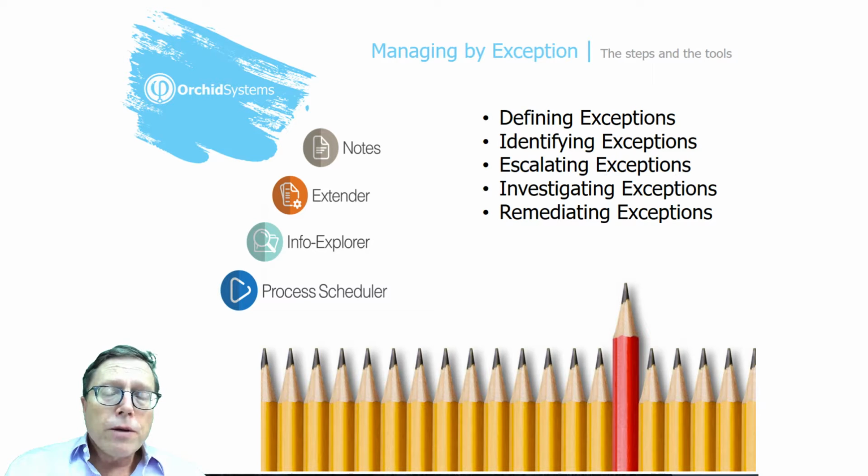And whilst we run through this and show you this in operation using Sage 300, we'll be going through 4 of our modules. We'll be going through the Notes module, the Extender module, Info Explorer, and Process Scheduler. And all of them will be working, as you will see, in different ways, helping you manage your Sage 300 site by exception.